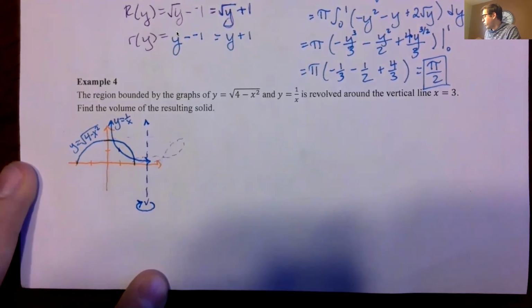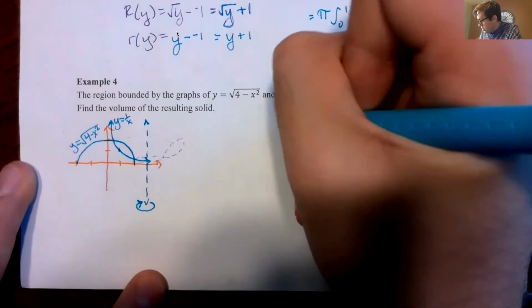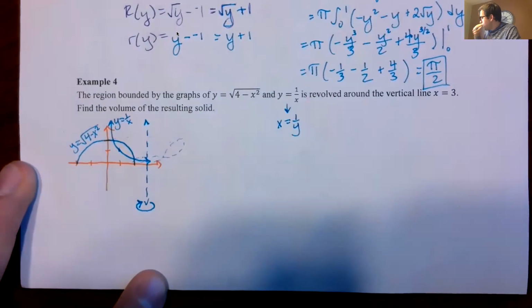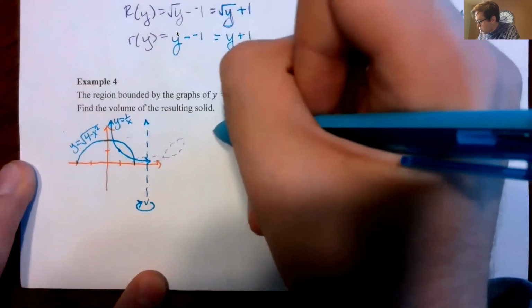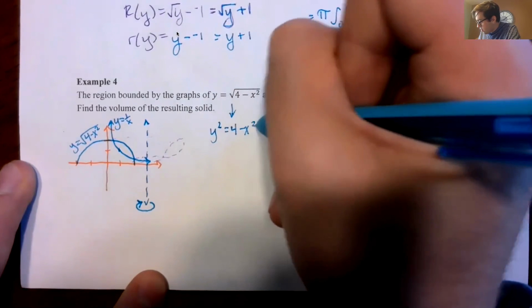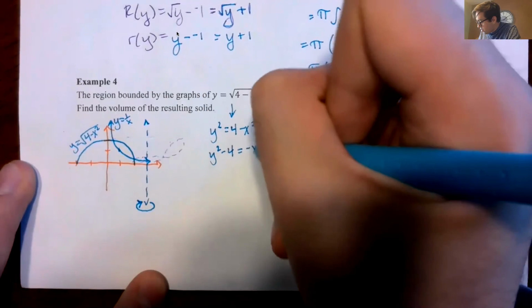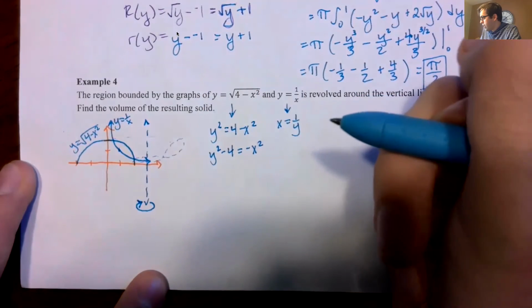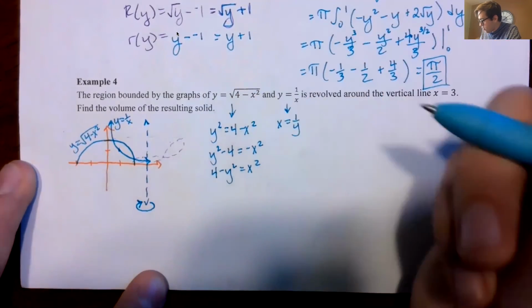That means we need to solve both of these equations for x equals to start. So let's do that first. This one is going to be pretty simple. Y equals 1 over x is going to become x equals 1 over y. And for this one, we've got to solve for x equals. I'm going to square both sides. Subtract the 4. Multiply by -1, so I'll get positive 4 minus y squared equals positive x squared, and then square root.